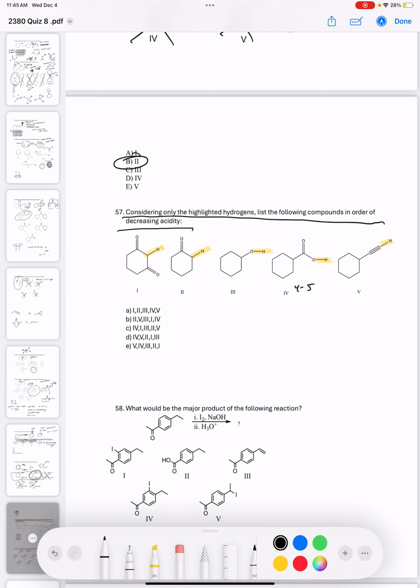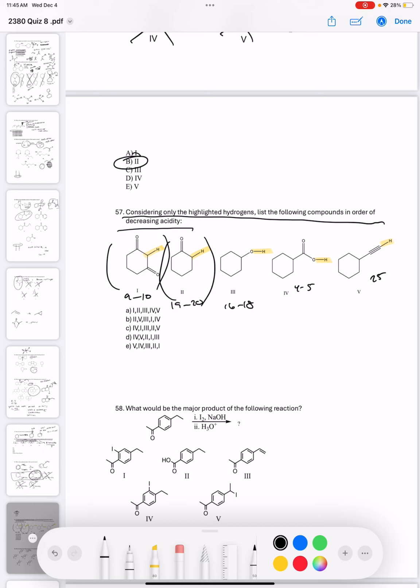The pKa of this is 25, and the pKa of this is 16 to 18. The pKa of this we talked about in class is 19 to 20, and the pKa of this is 9 to 10. So these we talked about in class. I don't know if they will be on your pKa table.